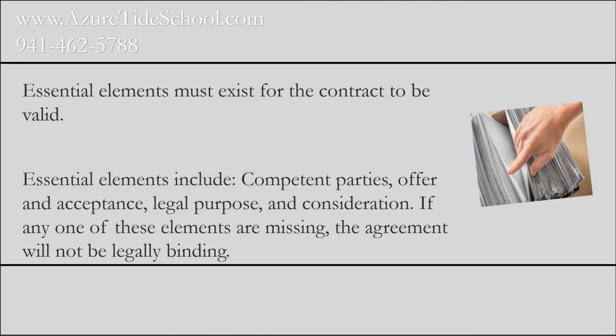Essential elements must exist for the contract to be valid. Essential elements include competent parties, offer and acceptance, legal purpose, and consideration. If any one of these elements is missing, the agreement will not be legally binding.